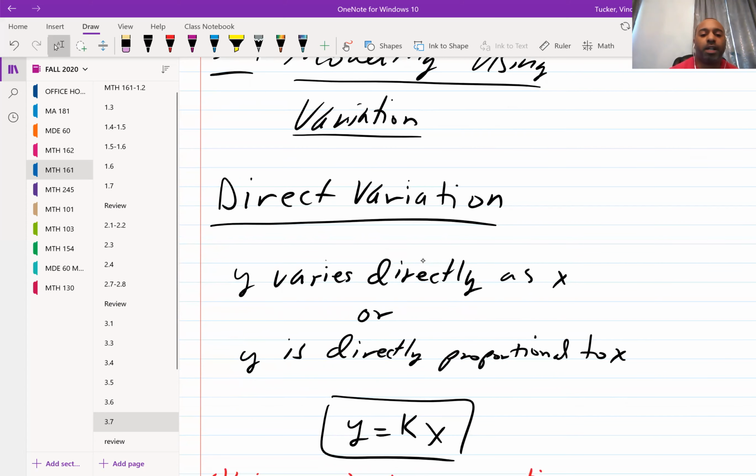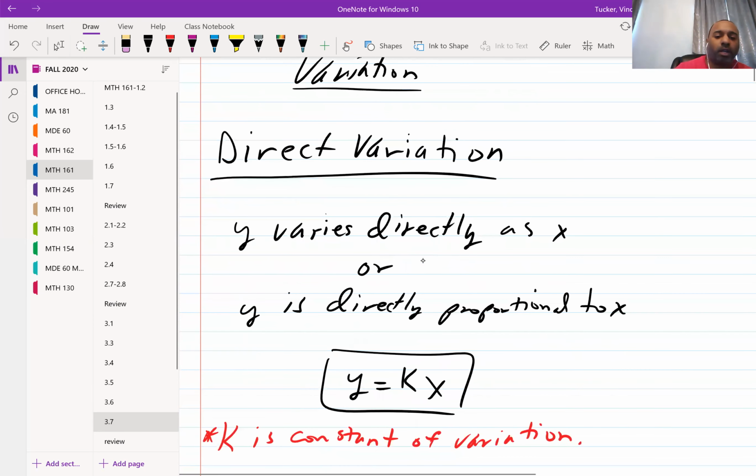Y varies directly as x, or y is directly proportional to x, would cause us to set up our problem this way: y equal to k times x, and k is going to be our constant of variation. So y just represents what comes before the phrase, x represents what comes after the phrase, but that k will always be there. So when we go to establish our variables, what we do not want to use, because we don't have to use y and x, but what we do not want to use is k, because k will always be a part of these variation problems.